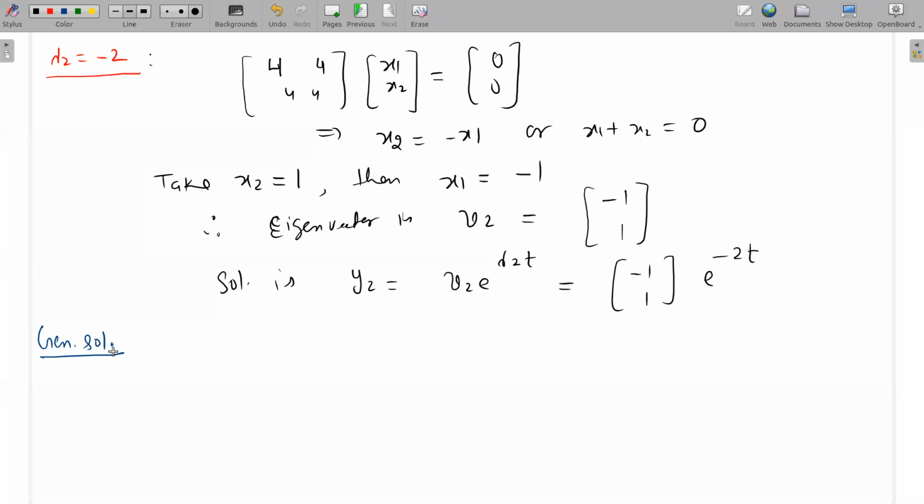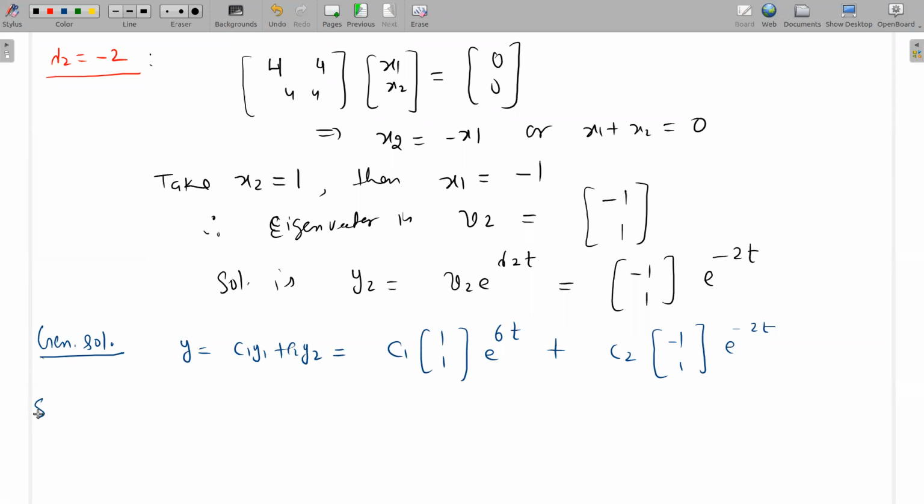So take the linear combination. Okay, so y will be c1 y1 plus c2 y2, and fit y1 and fit y2. Okay, and second part, solve the IVP.